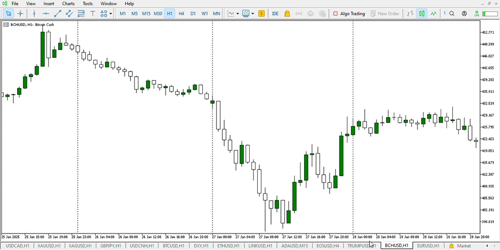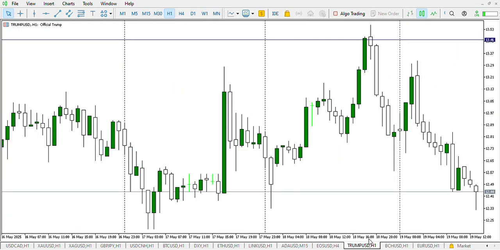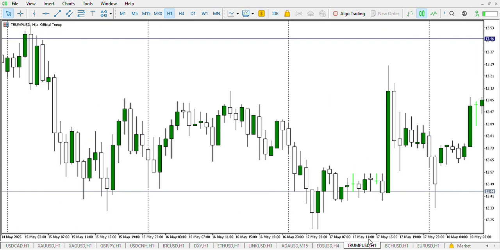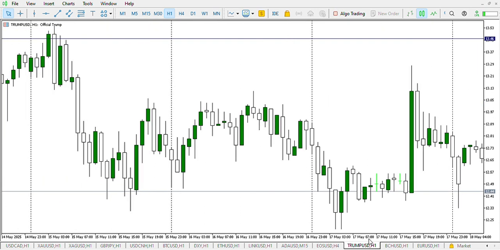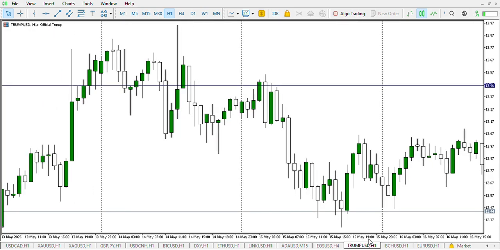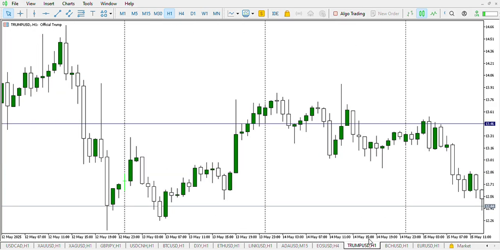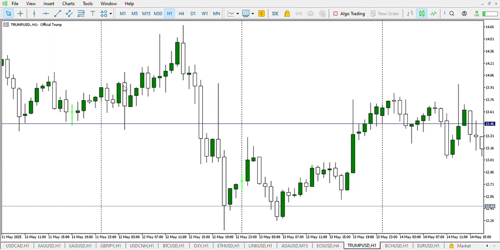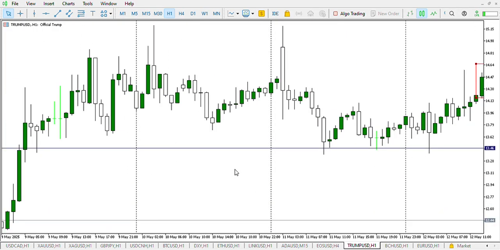Let's go to the Trump US dollar. Now the 1 hour chart. Let's take examples. You can see the pattern here, but not the perfect time. You can see a pattern here at the exact time. So once you see this pattern, there are also ways to take re-entries. We are going to learn more on that.